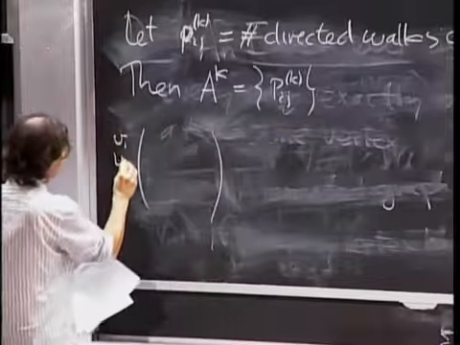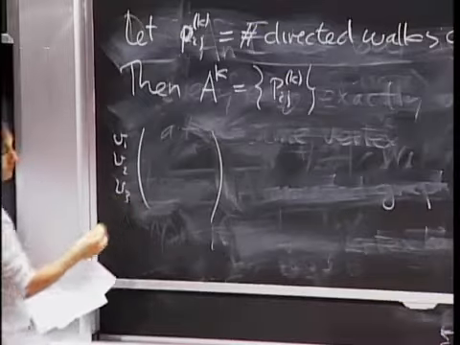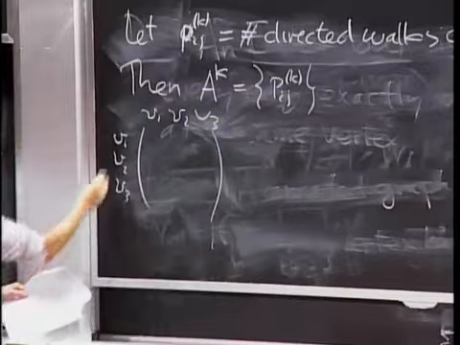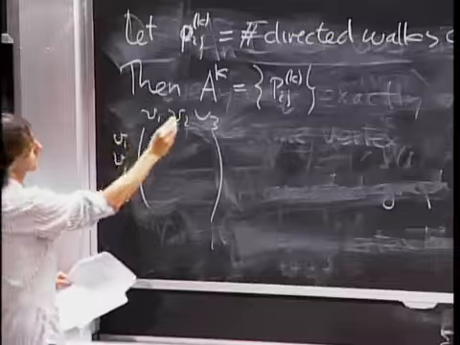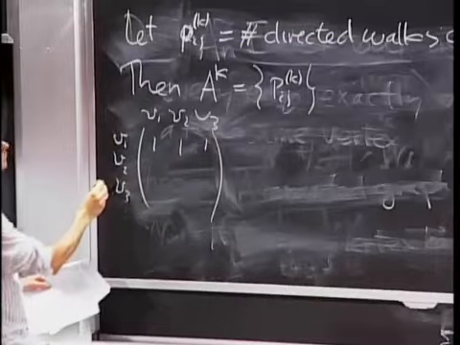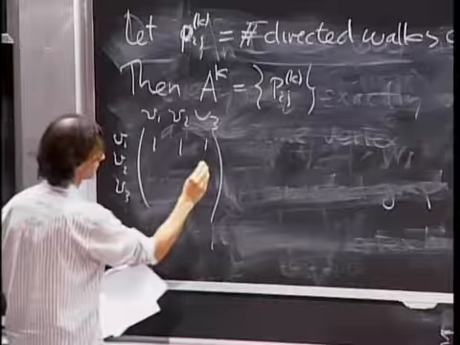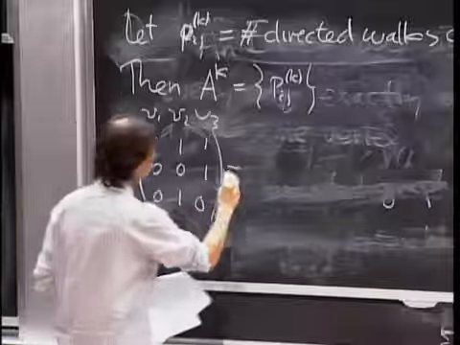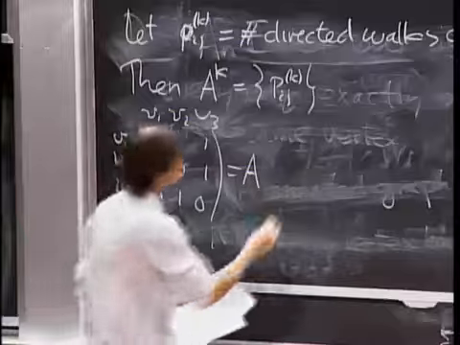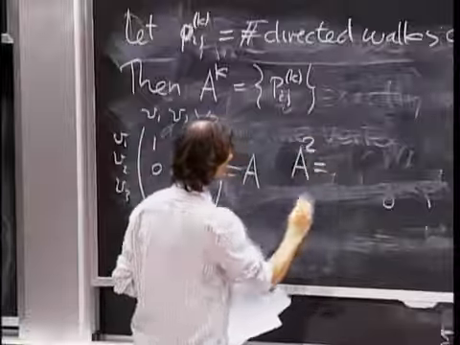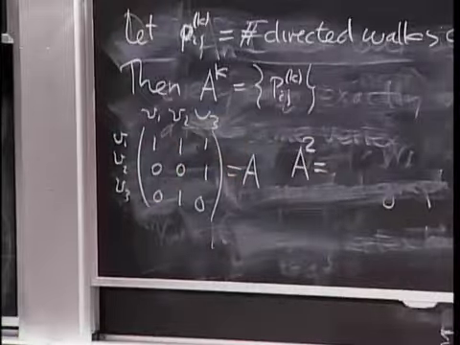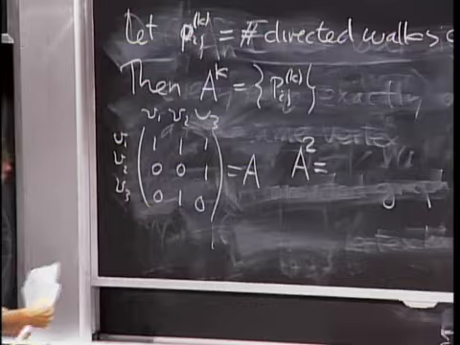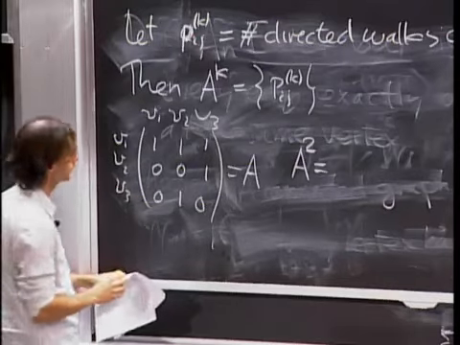If we label the rows by V1, V2, and V3, and the columns by V1, V2, and V3: V1 has an edge to V1, V1 has an edge to V2, and also one to V3. V2 has only one edge to V3, so we have zeros here. So this is the matrix A, and for example, if we compute A squared, how do we do this? How many of you know about matrix multiplication? And everybody knows? Well, let's assume that you do know.